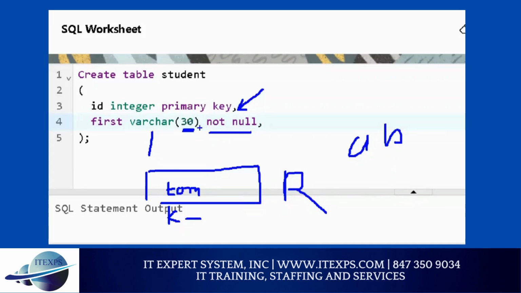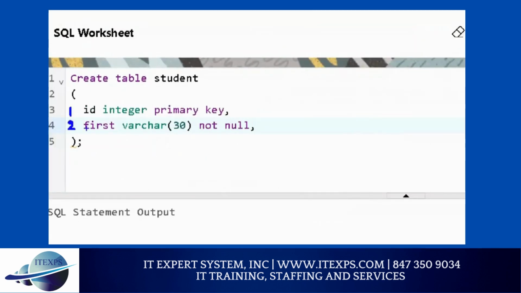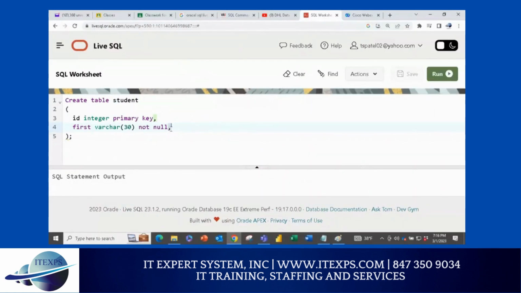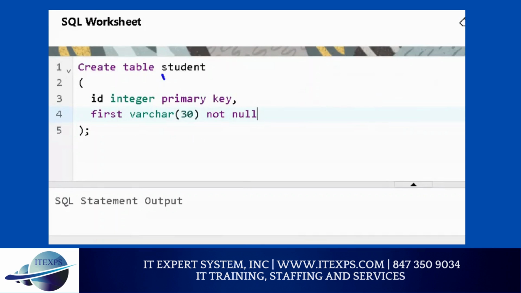Here I have 2 columns, 1 and 2. If there is no additional column, then you don't need this comma. So I'm going to remove that. Make sense? Now, I just want to create this table. So first of all, what is the table name? Student. And what are the columns we have? ID and first name. ID has a data type integer and it is a primary key. And first is a varchar, and not null means it's required. So far so good. And then there is no comma for the last line.